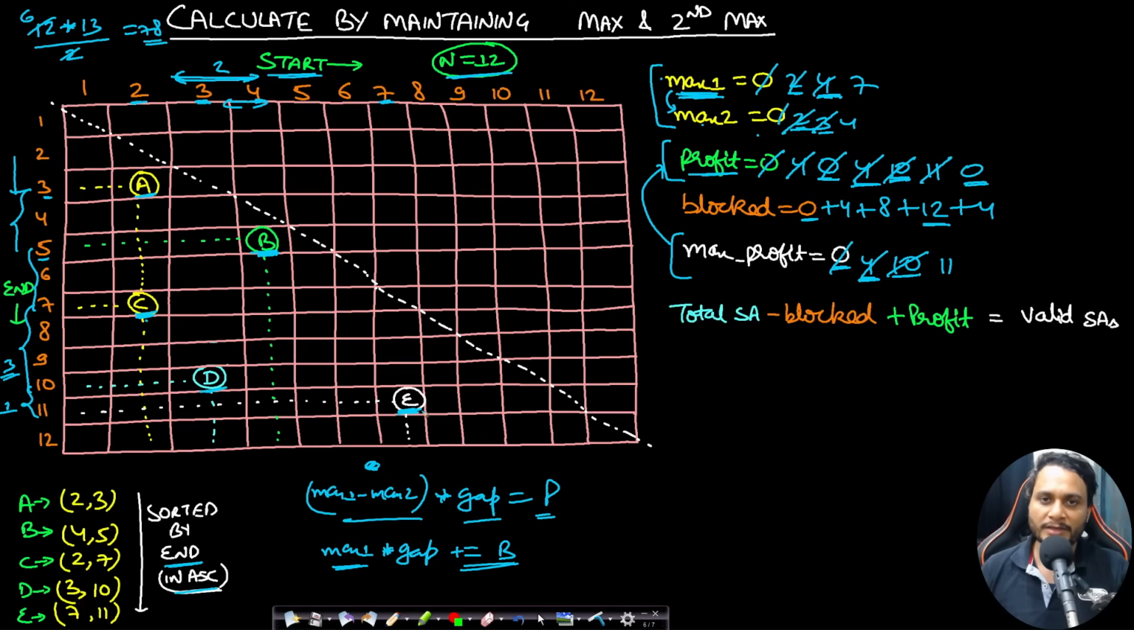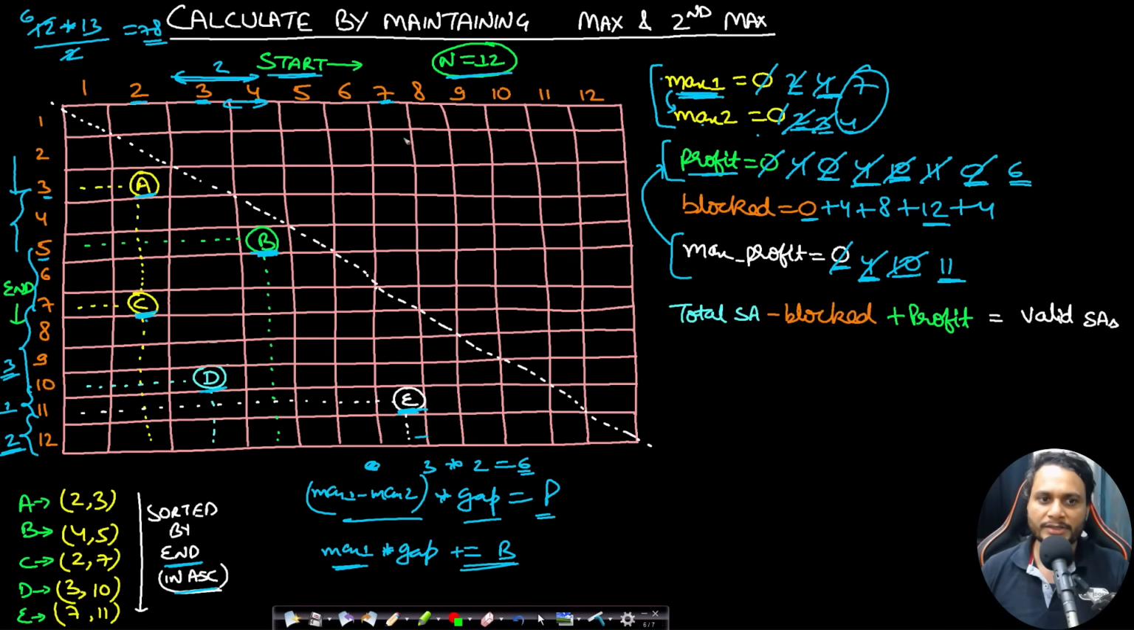Now we will try to remove E and count the profit. So the profit will be equal to the next baseline. The gap is 2. 1 and 2, right? 2 gap. And what is the max 2? Max 2 is 4. So 7 minus 4, which will be 3, times gap 2, is equal to 6. So the profit is 6. Now max profit is more, so it will not get updated.